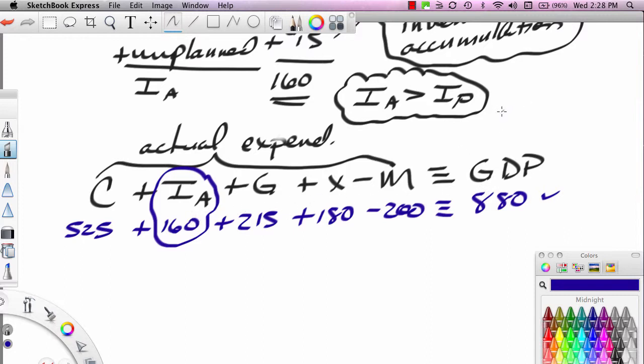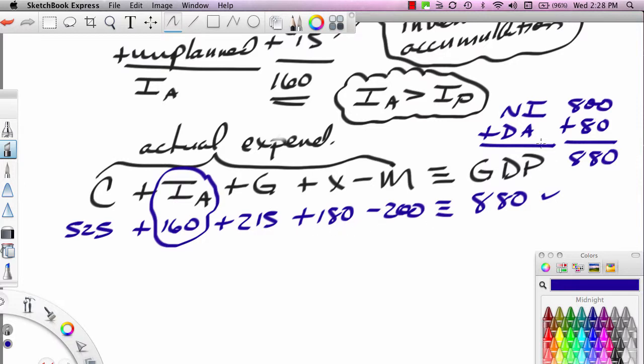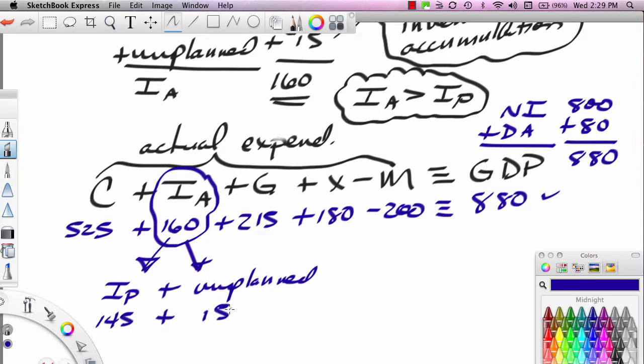We actually found GDP using the income approach. We took national income, added back depreciation allowances, we got GDP. Remember, we took the 800, added the 80, and we got the 880. But that should coincide with the expenditure approach, and it does. Notice this 160. I again remind you, this 160 is made up of two pieces, planned and unplanned. When the government measures investment, what it sees is actual investment. It sees what businesses actually did. You go, well, why are you talking about this unplanned component? Well, it's the seed of change.